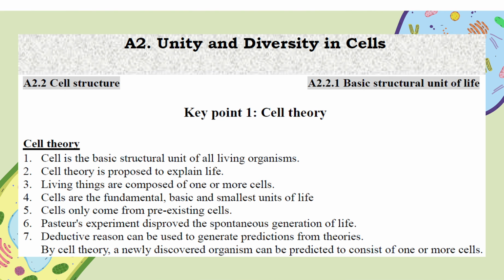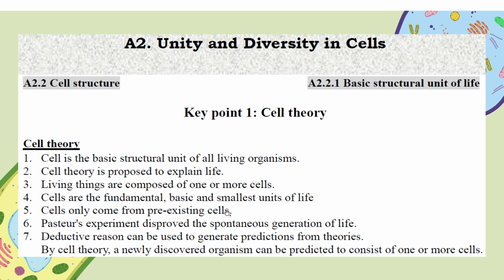And we are on A2, unity and diversity in cells. This section talks about the cell structures. First of all, we have the cell theory. What's the cell theory? Cell theory basically is the point that cells only come from pre-existing cells.